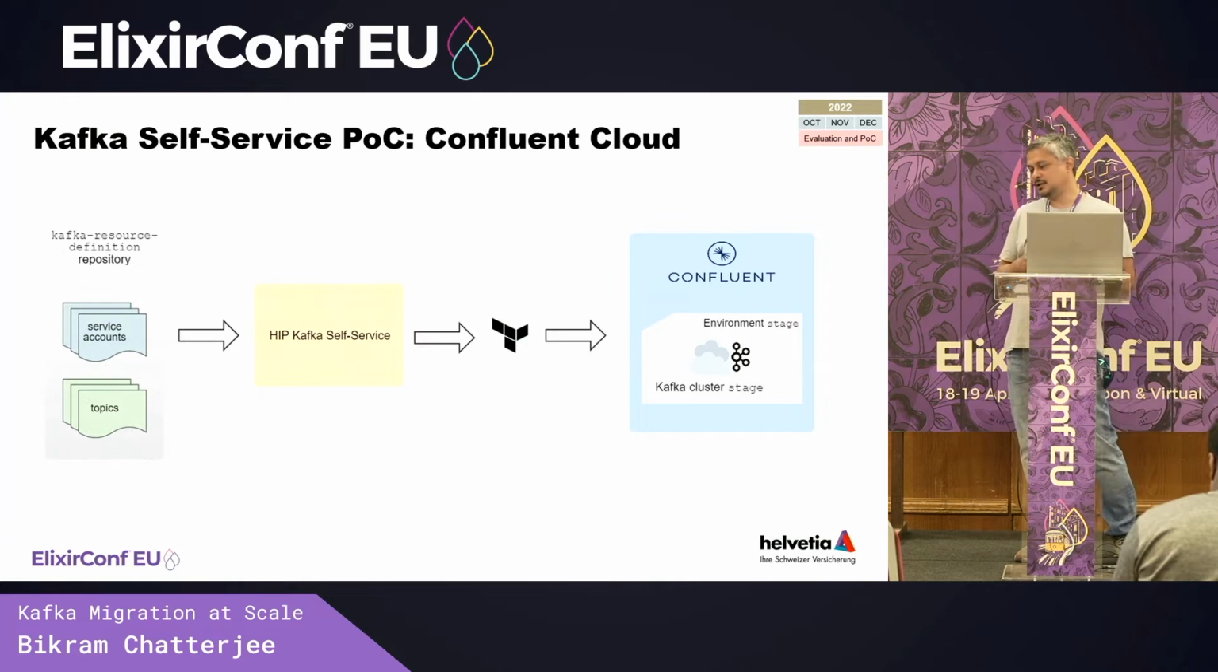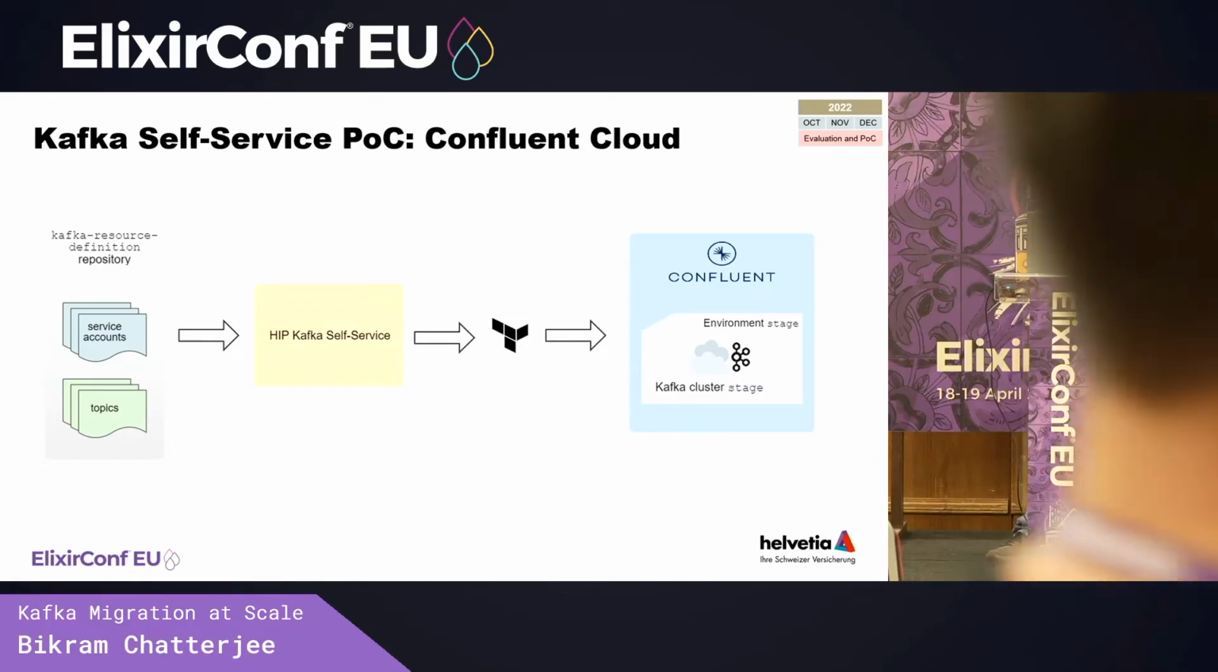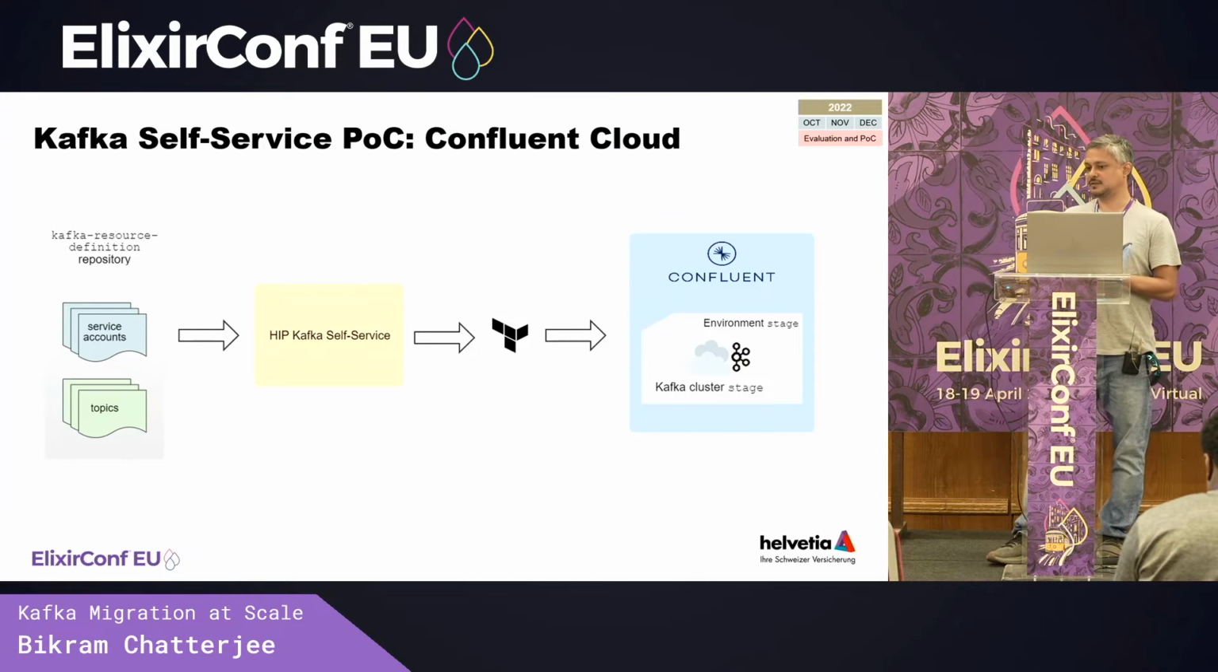As for the POC, we managed to build it fairly quickly with the components that we had already built for the migration script. We took a few service account meta model definitions and topics and turned them into a Terraform script through our addition of some new models in the Kafka self-service. And then we used the Confluent Terraform provider to actually provision them into Confluent Cloud. This POC we demonstrated to our steering committee successfully at the end of December 2022, and we received our budget approval and go-ahead to actually start our migration.